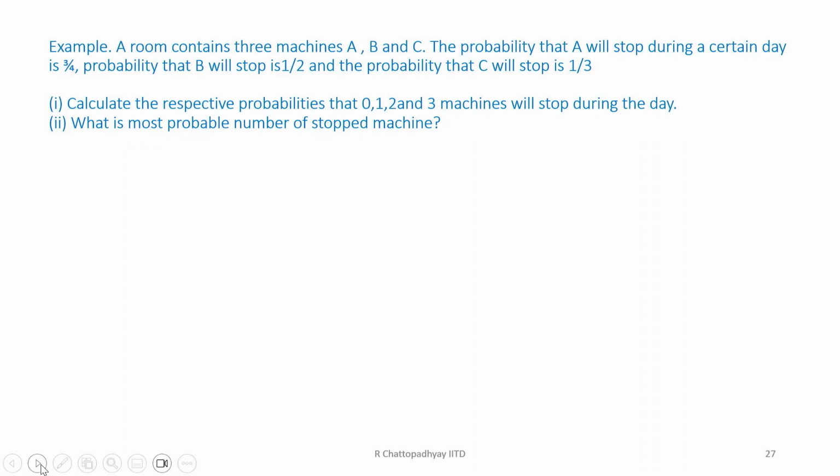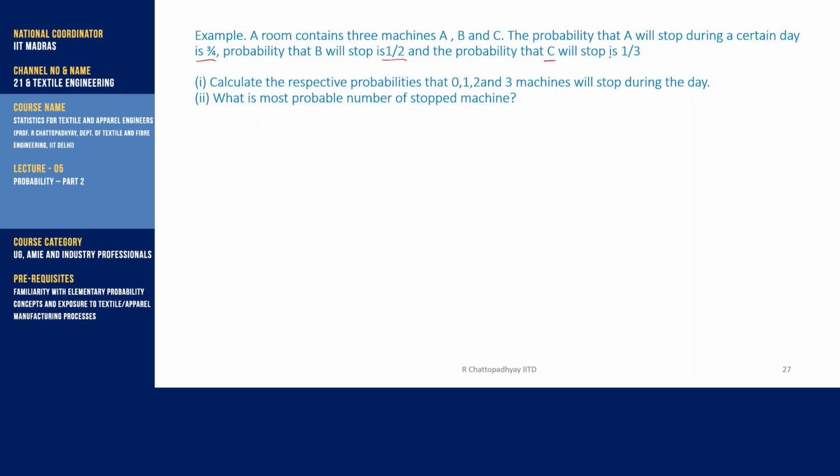A room contains 3 machines, A, B, and C. The probability that A will stop during a certain day is 3 by 4, that is 0.75. Probability that B will stop is half. Probability that C will stop is 1/3. Suppose 3 machines are there in a room, maybe 3 knitting machines or 3 sewing machines or whatever. Calculate the respective probabilities that 0, 1, 2, 3 machines will stop during the day.